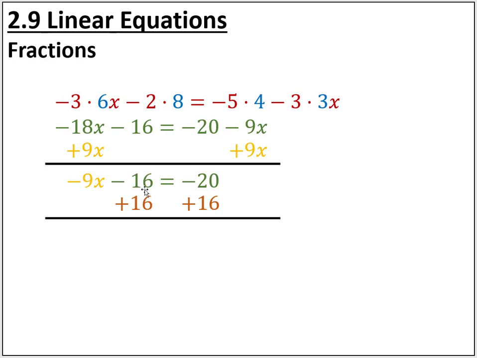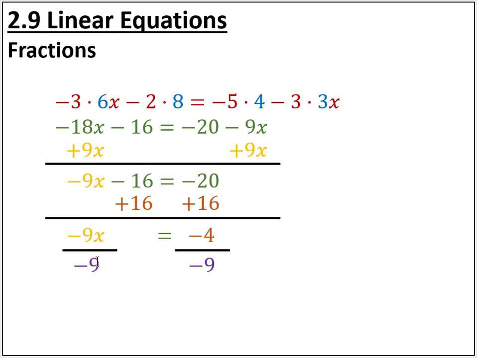So on the left, the 16 will cancel out, and then on the right of the equal sign, it will be negative 20 plus 16. That's going to end up with negative 4 on the right side, and I brought down negative 9x on the left side. So here we have negative 9x equal to negative 4. So to solve for x, we're going to divide both sides by the number that's in front of x. So in this case, we're going to divide both sides by negative 9.